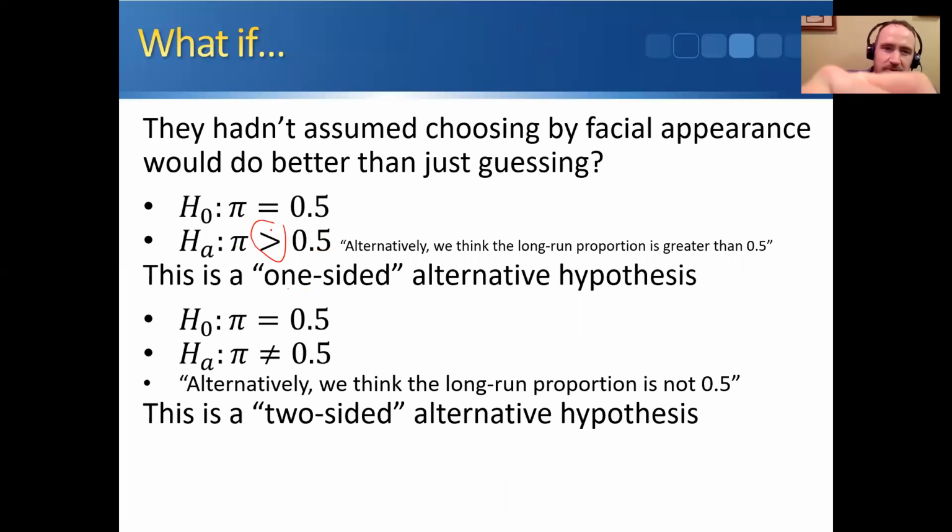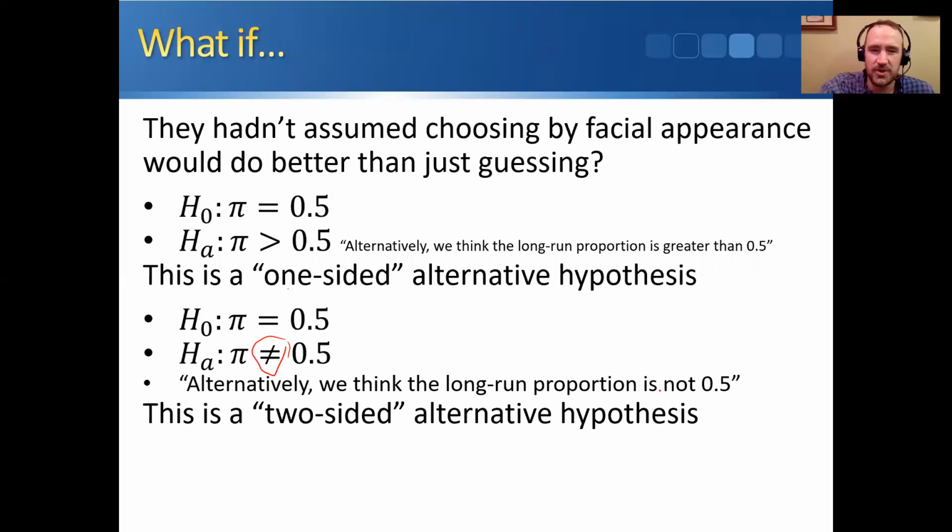On the other hand, we can set up studies where we're not sure. We don't know. It might turn out greater or it might turn out less. We call that a two-sided alternative. We symbolize it this way with a not equal sign. And that would be read as, alternatively, we think the long run proportion is not 50%. Might be greater, might be less, we don't know.